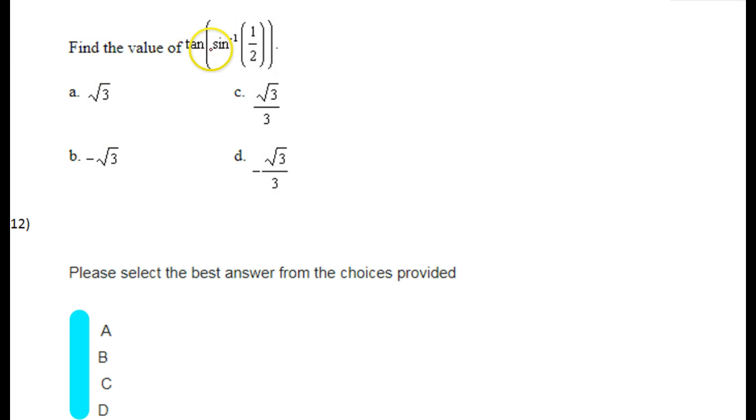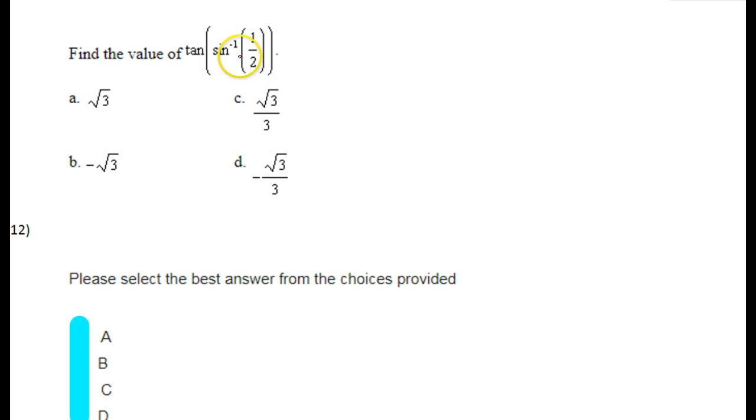Find the value of the tangent of inverse sine of 1/2. Well, an inverse trig function is just an angle. Alright, inverse sine of 1/2 is some angle, and I could call it theta. So the question is, can we find this angle so that we can then take the tangent of that angle?